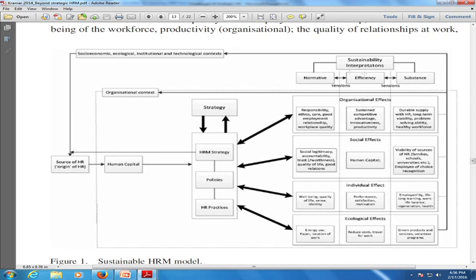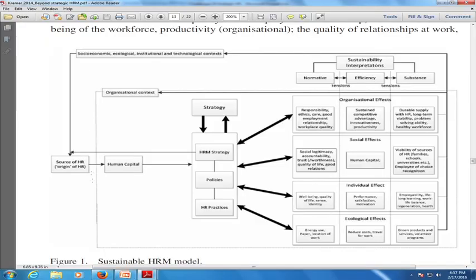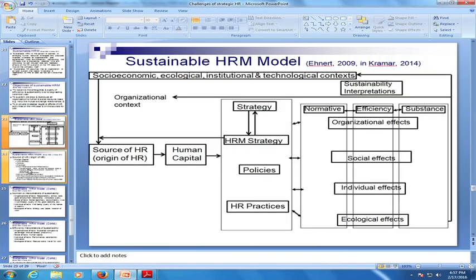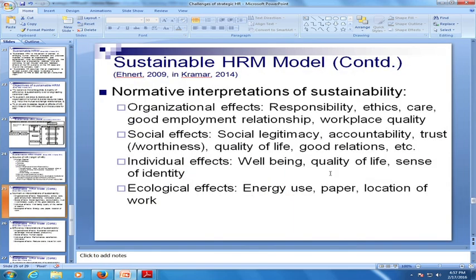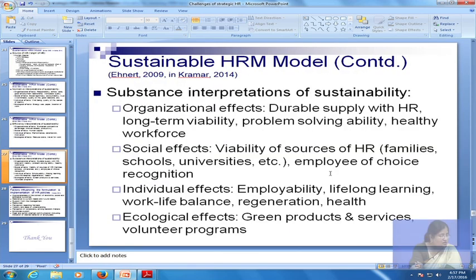Now all of this is being determined by the socio-economic, ecological, institutional and technological context, and this is the framework that I really want you to think about. I mean, this is such a detailed, such a brilliant, such a beautiful framework of how different aspects of human resources help the human resources function become sustainable. Let's get back to the presentation here. So human capital, so all of this I have discussed with you. Now these are the different interpretations of sustainability.